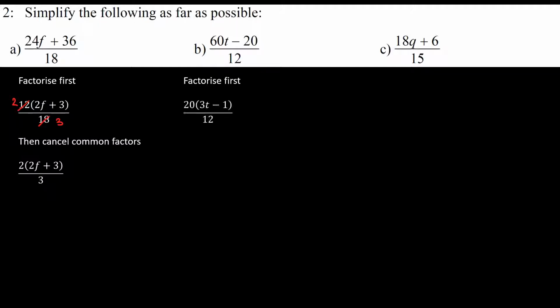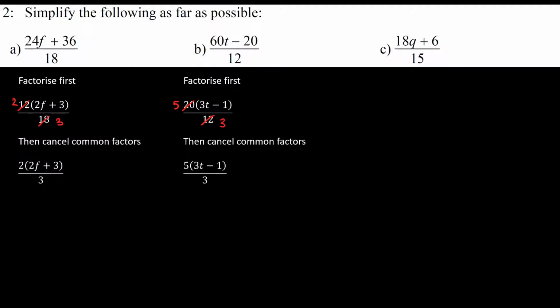With B, we take out our common factor of 20. And then we have a 20 and a 12 to look at. What's going to go into both of those? 4. So there are 5 4s in 20 and 3 4s in 12. So that is our simplified answer.